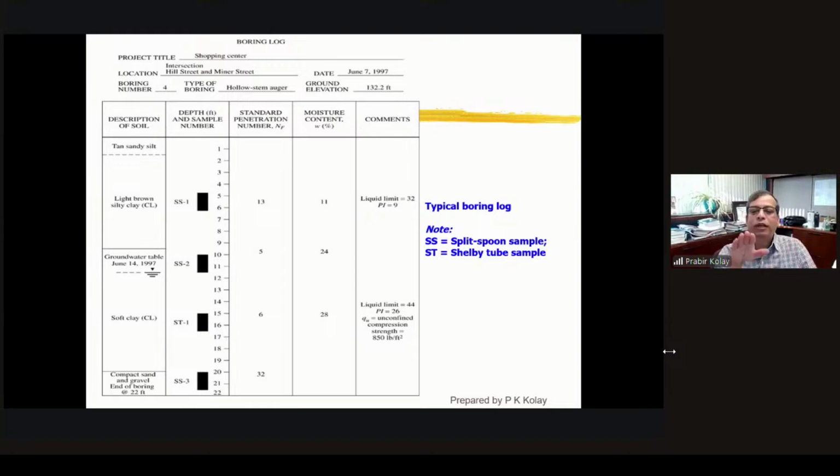And then also we need to measure the moisture content or water content. And then you also need to write, okay, SS, what is the sample? Basically the split spoon sampler. The sample has been taken; ST is the Shelby tube, at what depth, and then also what different properties you determine.